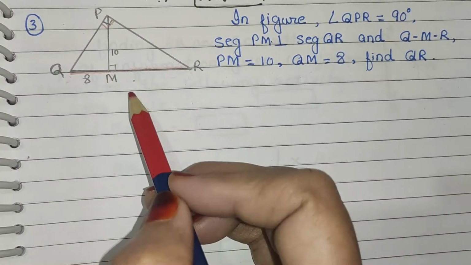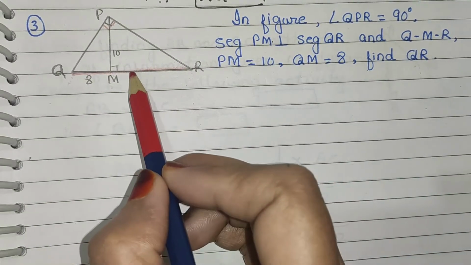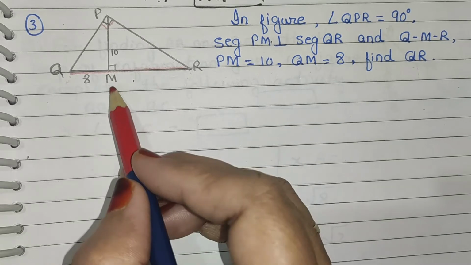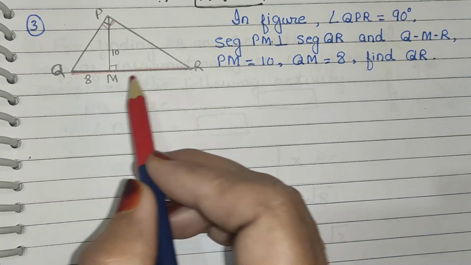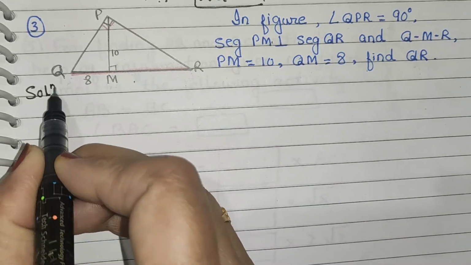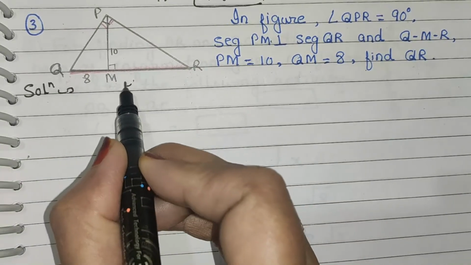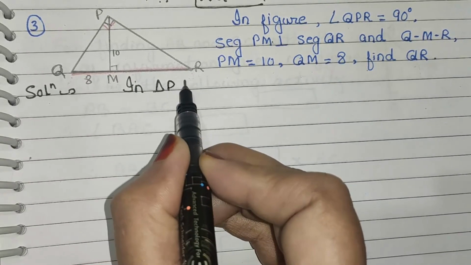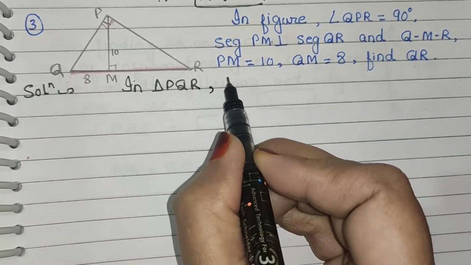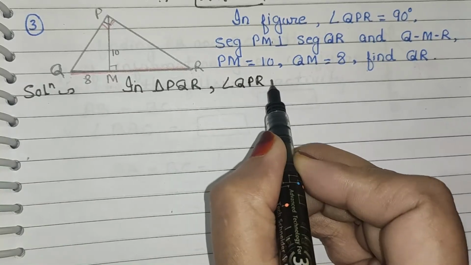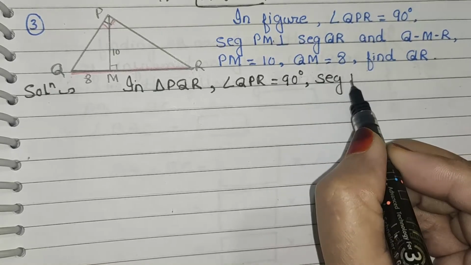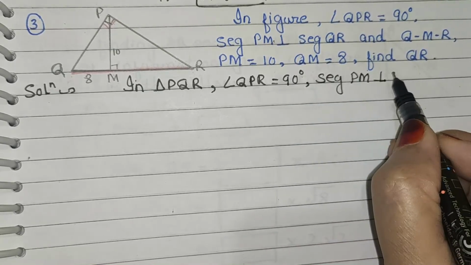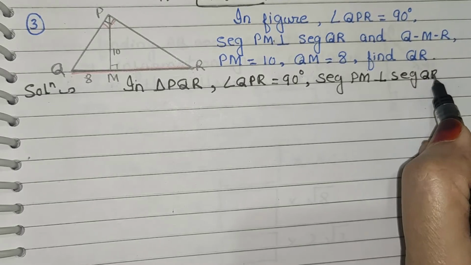Now look at the diagram carefully. First, find the value of MR by property of geometric mean. Then add QM plus MR. Solution. In triangle PQR, angle QPR is equal to 90. Segment PM is perpendicular to segment QR. It is given.